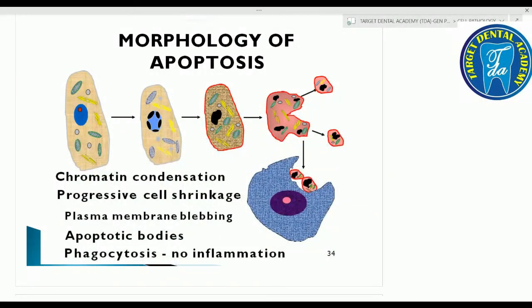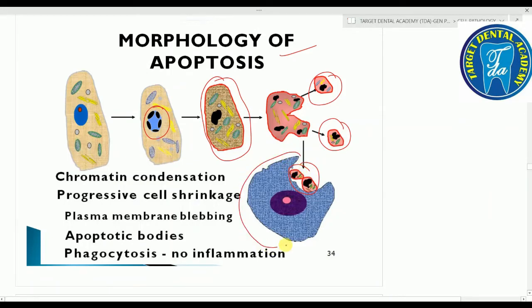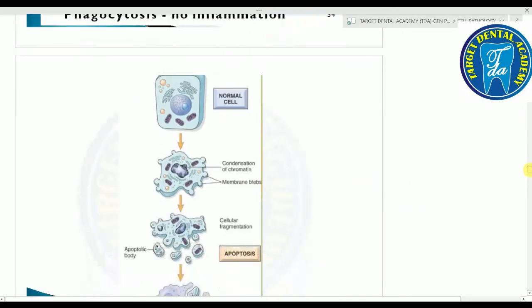Now coming on to the morphology of apoptosis. In this, there is chromatin condensation which leads to progressive cell shrinkage, and there is formation of blebbing, or blebs formed from the plasma membrane, and these are the apoptotic bodies, and this is the process of phagocytosis if there is no inflammation. Fine. So this is the morphology of apoptosis.